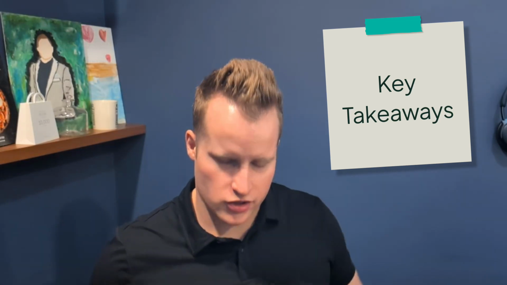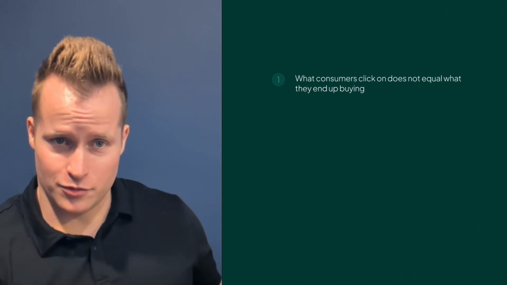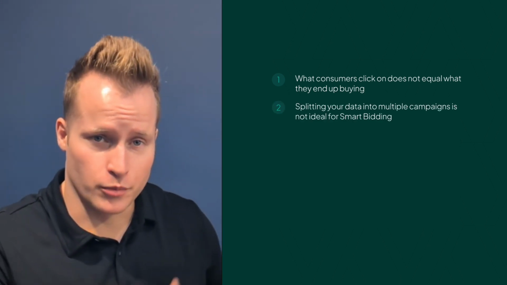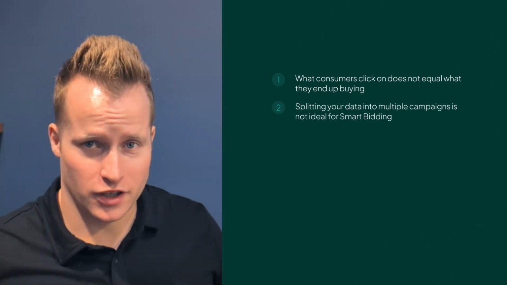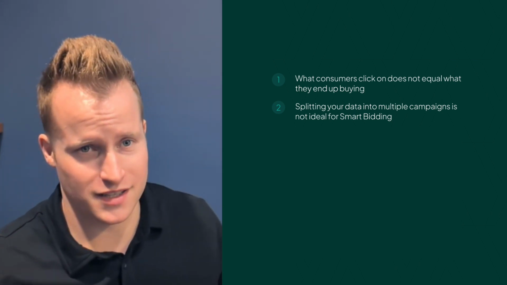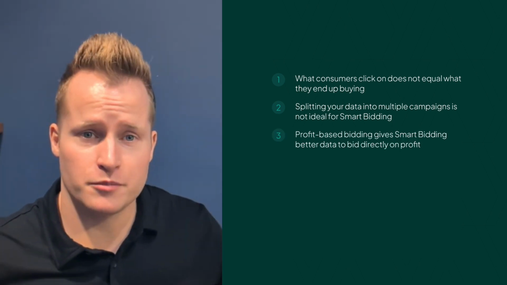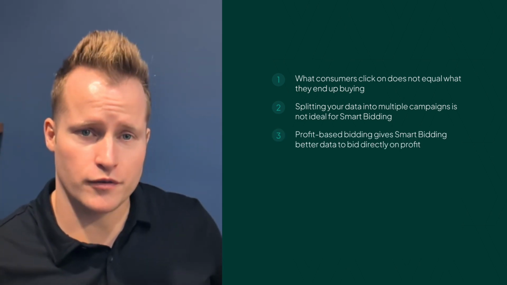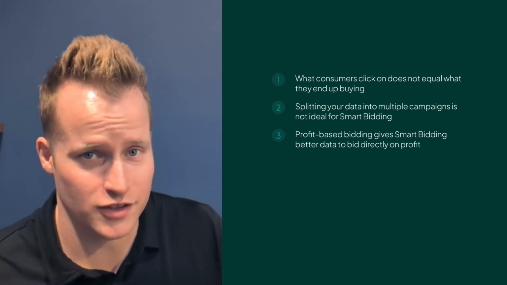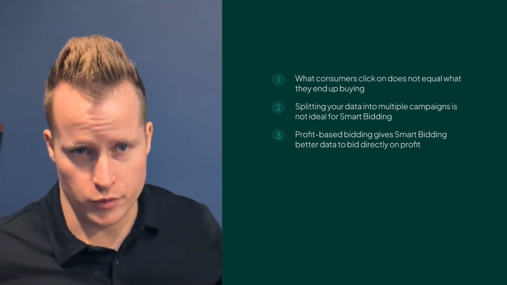So to summarize, before we go to actions from here, what consumers click on does not equal what they end up buying or adding to the cart alongside the product. Splitting your data into multiple campaigns is not ideal for smart bidding. Only a lot of data can allow this to work, so that's why margin-based campaigns can actually hurt your performance rather than improving it. Profit-based bidding with a software like ProfitMetrics gives smart bidding much better data to bid directly on profit, which can open up for much better performance.